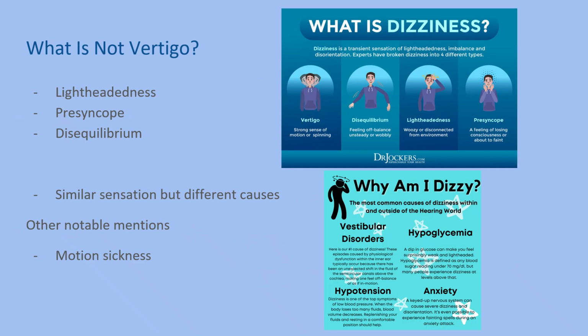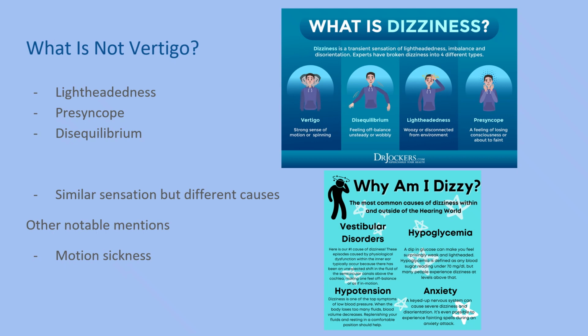Vertigo is a unique type of dizziness that many patients might not know the specifics of. There are other types of dizziness that can feel similar to vertigo, and they can happen simultaneously. They can be triggered by the same thing, like sitting up quickly. This can make it difficult to determine what's actually happening.